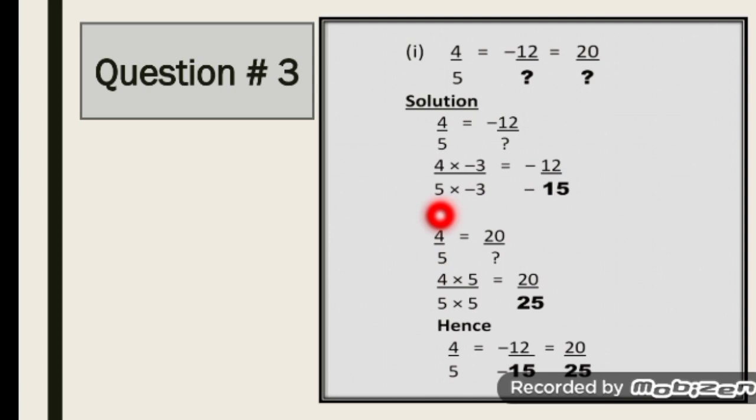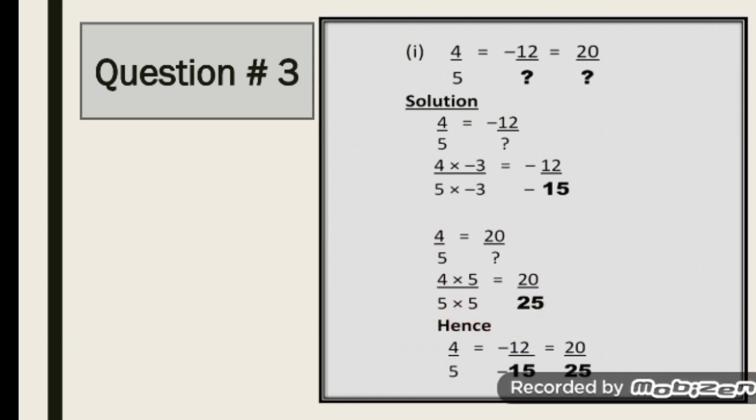So we will multiply the denominator by the same number. 5 multiplied by minus 3 equals minus 15. So minus 15 is the required missing denominator. Now we will write this rational number equivalent to this rational number. 4 by 5 is equal to 20 by blank. Now see how we get 20 from 4. If we multiply 4 by 5, we get 20. So we will multiply the denominator 5 by the same number 5 and we get 25. So the required missing denominator is 25.